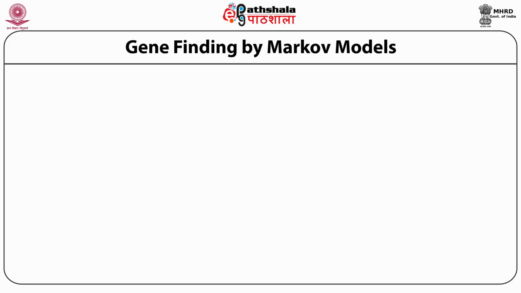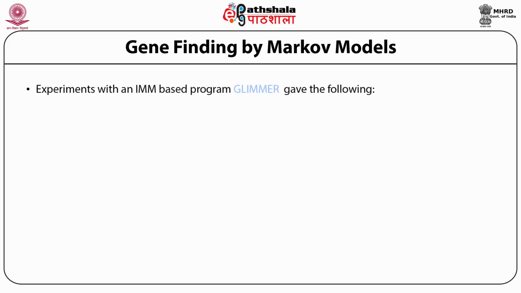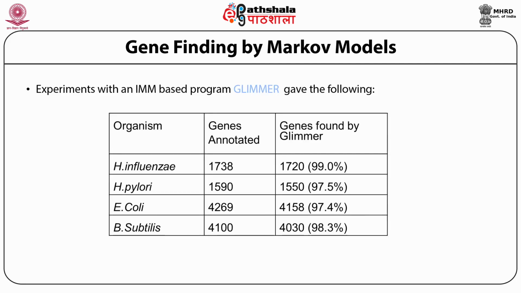One example of an interpolated Markov model based program is called Glimmer, and it's used for gene finding. When applied to several bacteria, say Haemophilus influenzae, there are 1738 genes which are known to be there, and 1720 of them are found by Glimmer, so it gives you about 99% accuracy. In most cases, the accuracy is between 97 and 99%, which is, I should say, a pretty good approach. So interpolated Markov models work slightly better than fixed order Markov models.